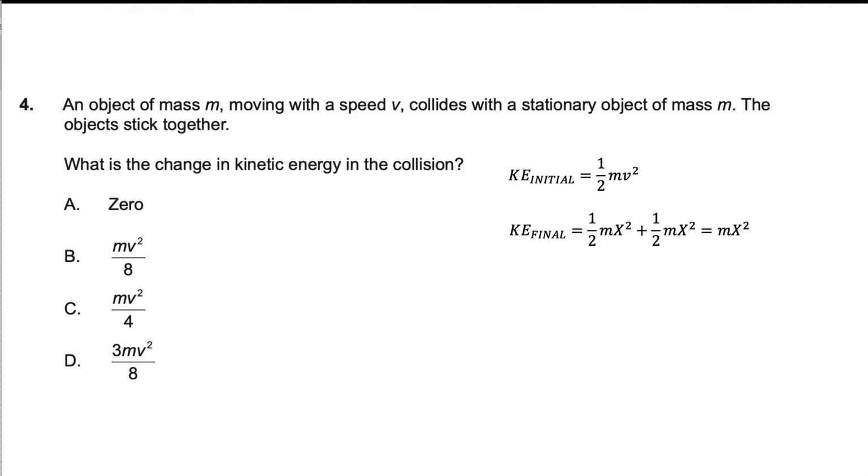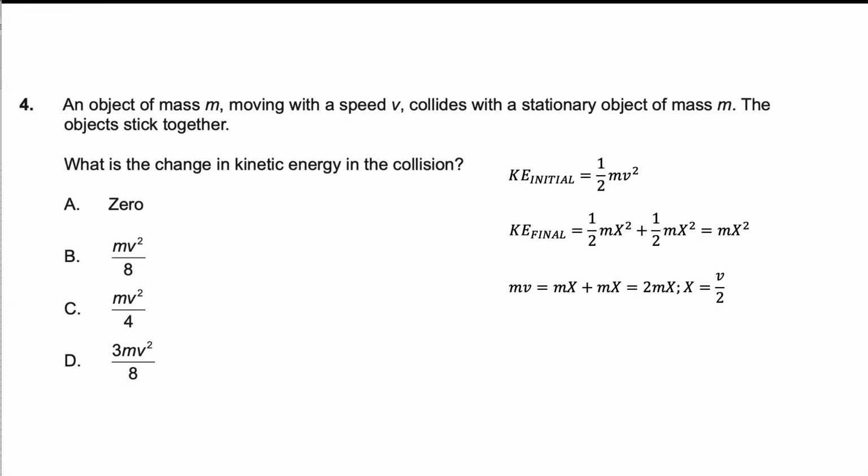Our final kinetic energy is going to be a sum of the two kinetic energies. In this case, they move off together, so they both have the same mass, and so we've got a half m X squared plus a half m X squared. X here is just this unknown speed that we don't know. How are we going to find out that speed?